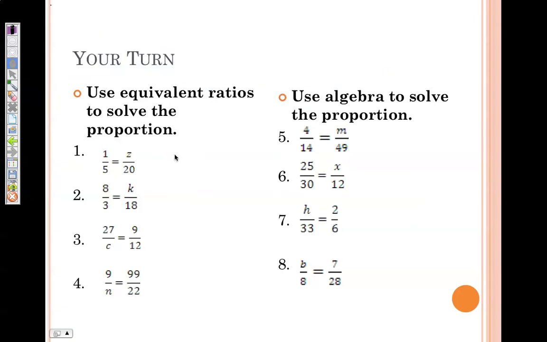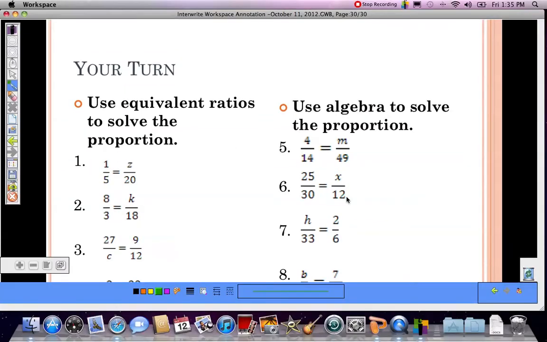Alright, now it is your turn to try solving some proportions, and you can see we have 2 sections here for you, and the reason is because we want you for 1 through 4 to use your knowledge of mental math to solve for the variable. In 5 through 8 you're going to use algebra to solve the proportion. So I'll show you what I mean by solving the first one in each category.